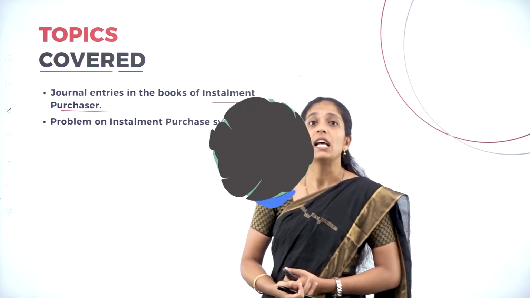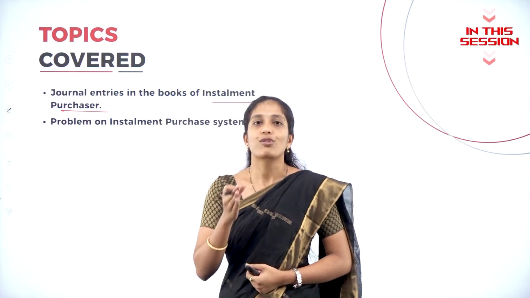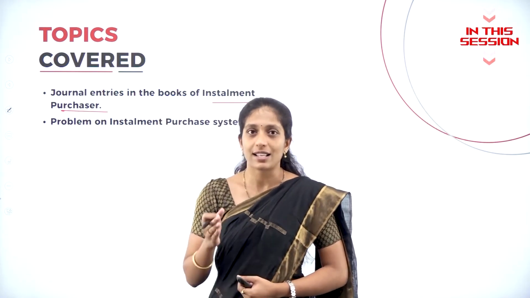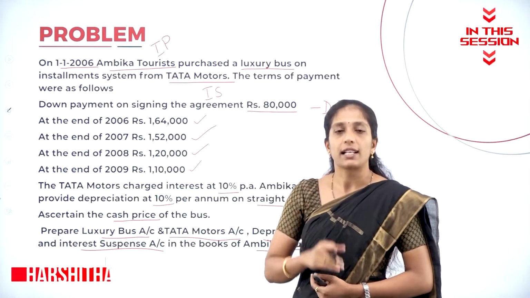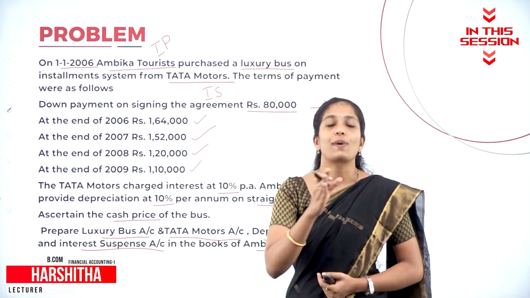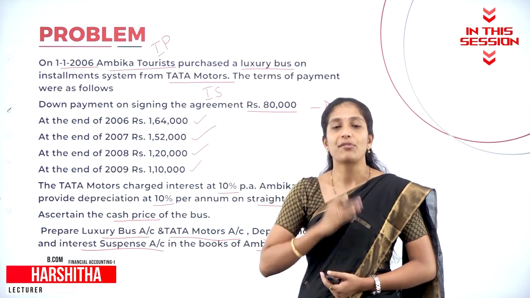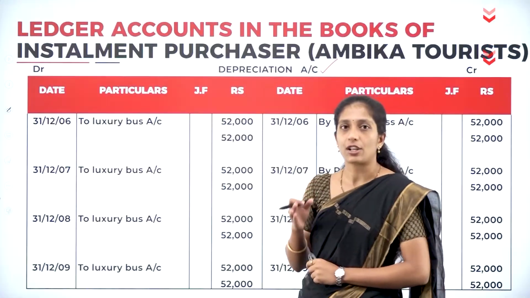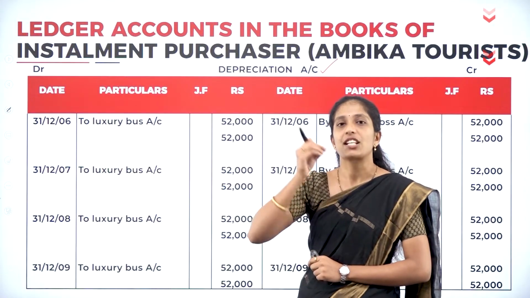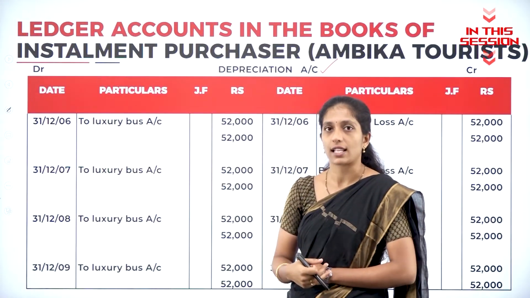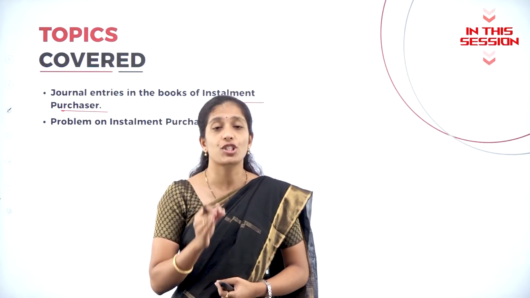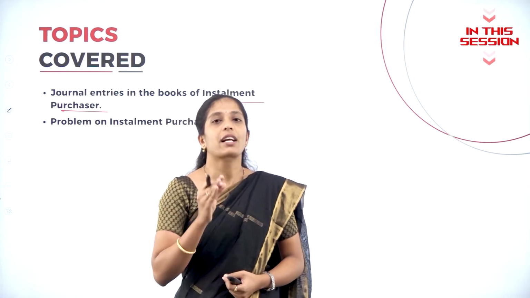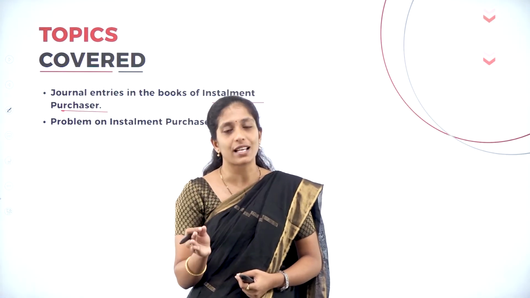So you have to prepare 6 entries in the books of hire purchaser, that is in the first year. They have not given the cash price of the asset. As usual, like hire purchase system, we have to calculate the cash price of the asset. Depreciation account debit to asset account, and that depreciation has to be transferred to profit and loss account. Third entry is for interest due. So your entry is interest account debit to interest suspense account.